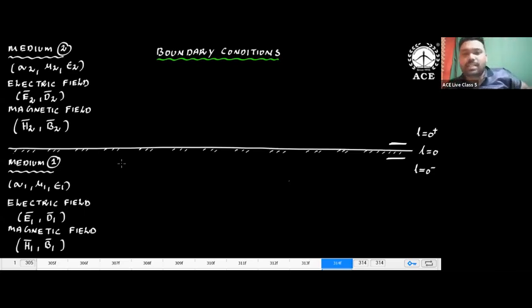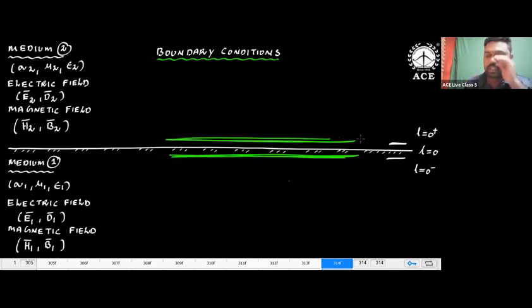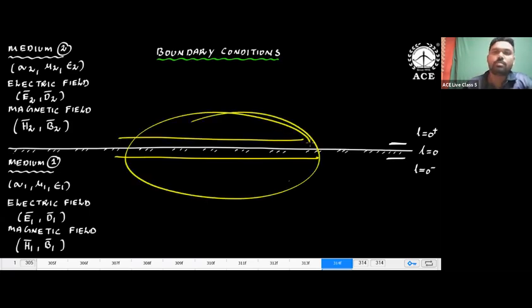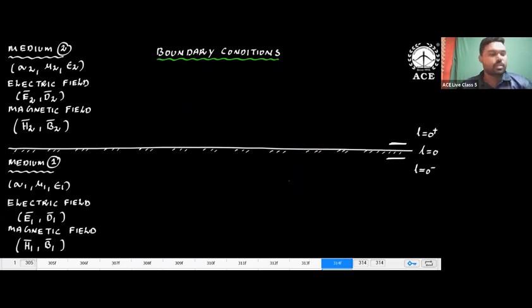So ultimately, in the boundary conditions, I want to establish the relation between the fields present just below the interface, L is equal to 0 minus, and the fields present just above the interface, L is equal to 0 plus. We are trying to establish the relation between the electric and magnetic fields just below the media interface and just above the media interface.